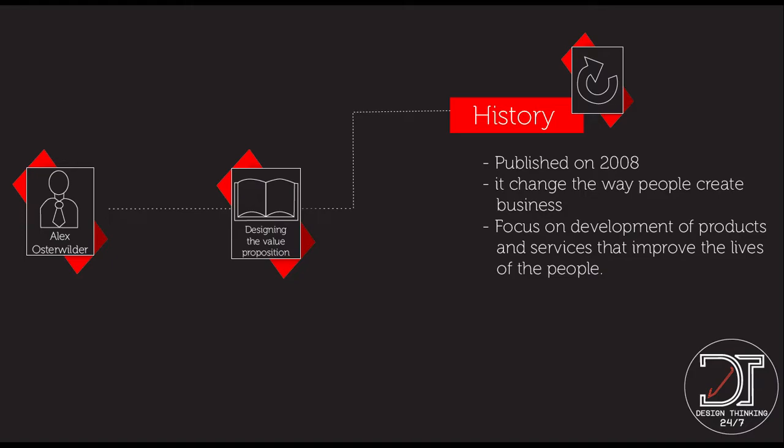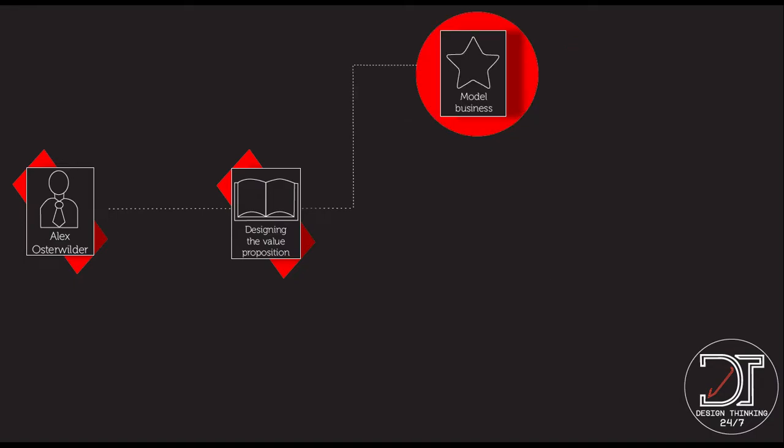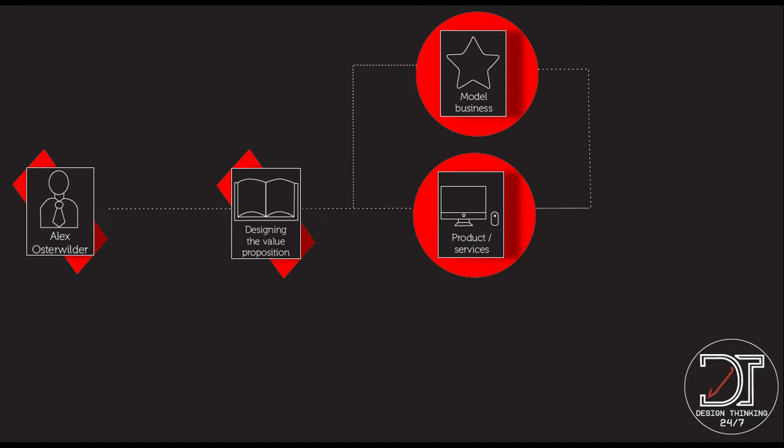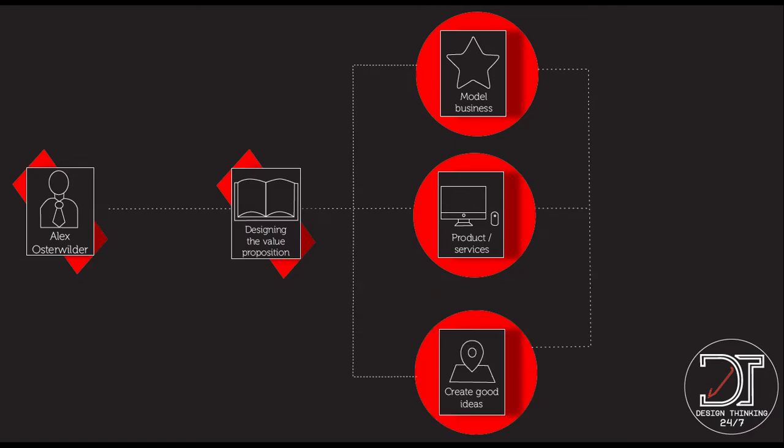The book focused on the development of products and services that improve the lives of people. And this book is divided into three parts. The first part is the business model. The second one is the products and services. And the third part is how to create good ideas.